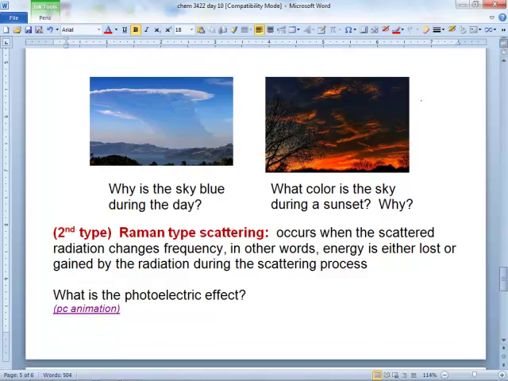So we're still into scattering. What did he say? Why is the sky blue during the day, and what color is the sky during a sunset, and why? Let's start with the blue one, Kathleen. It's not the blue oceans. It's the nitrogen in the air. What's so special about nitrogen? It scatters. It's an excellent blue scatterer.